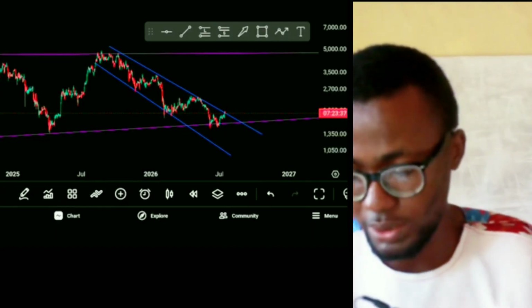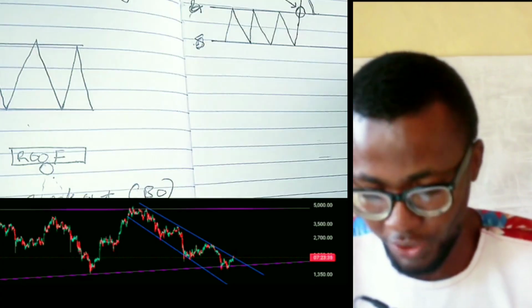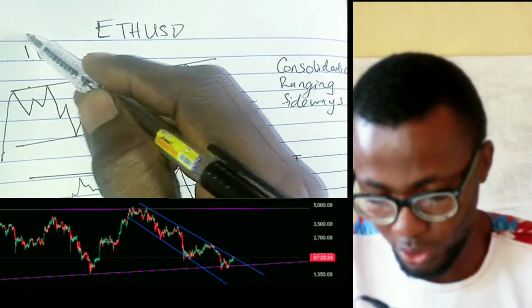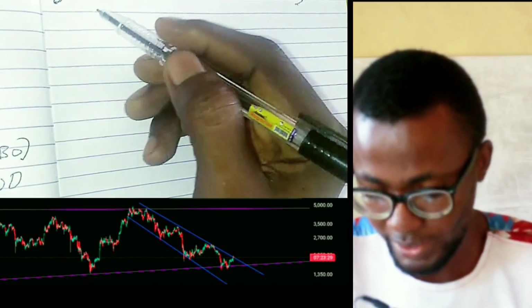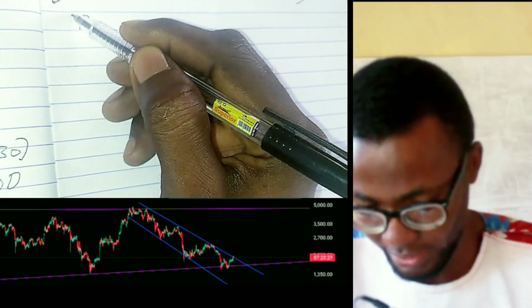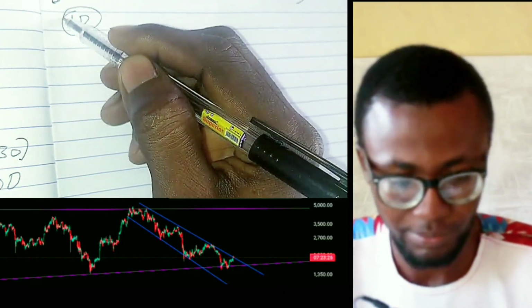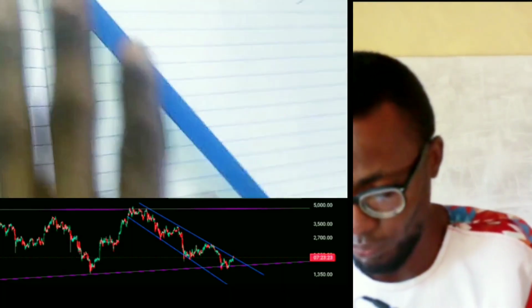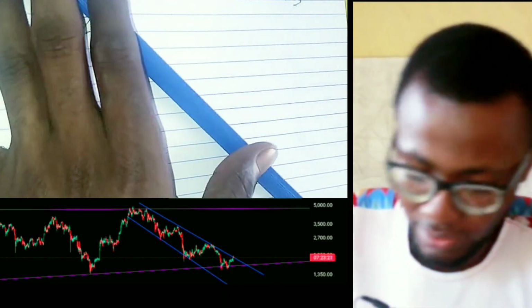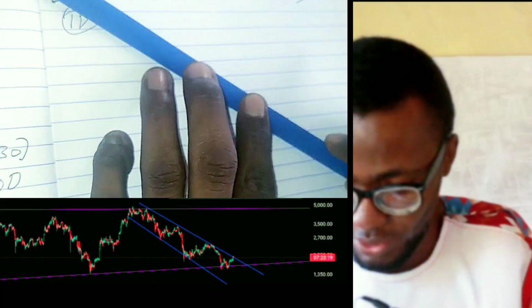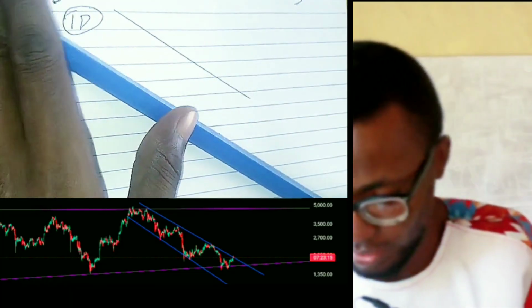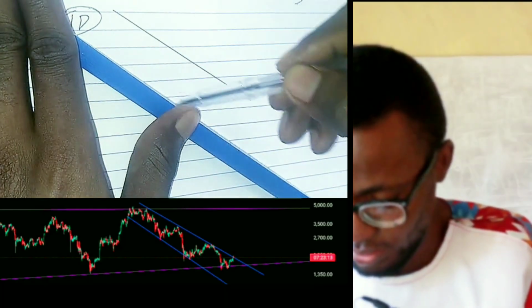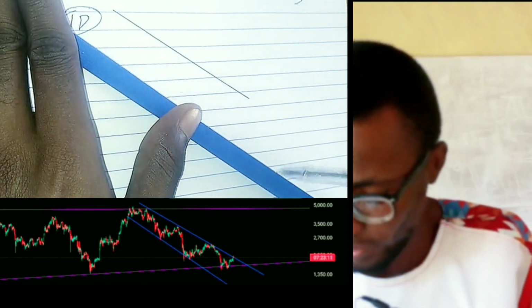Now let's draw it. The previous one here was a weekly time frame, but this one here is a 1 day time frame. Now the 1 day time frame is facing downward. If you look at it, it's facing something like this and like this, right?